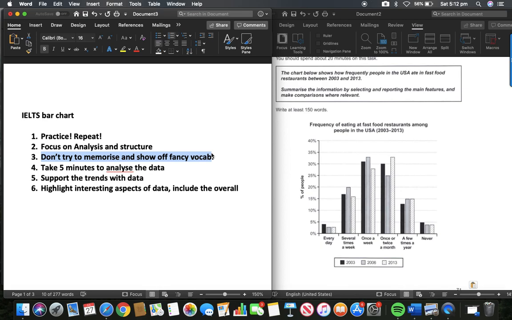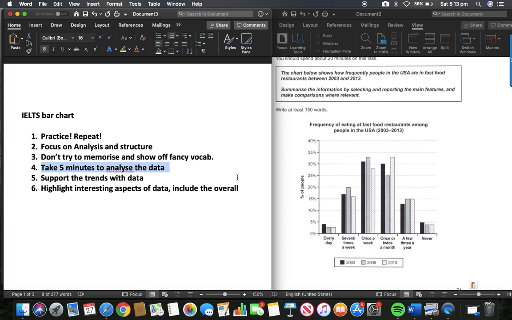Do not memorize and show off your fancy grammar and vocabulary. There's a few reasons for this. One, I think you're spending time learning the wrong things. Secondly, I used to see a lot of mistakes with this. People would learn all these exciting pieces of language like slight increase, slight decrease, and then they would try to use it inappropriately or they would make mistakes with it. And really, I know you guys are all aiming for 6.5 and 7, and in the end, you need more than just cute vocabulary. So my main advice to people is always take 5 minutes to analyze the data.